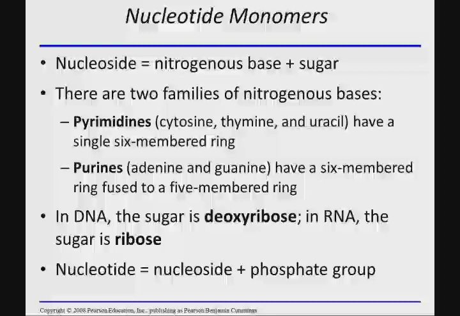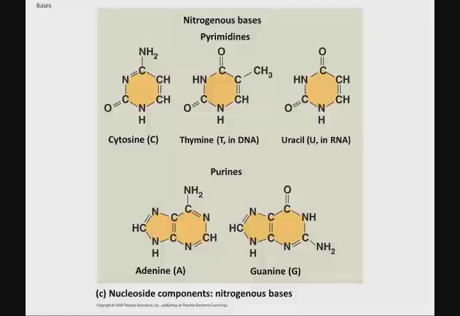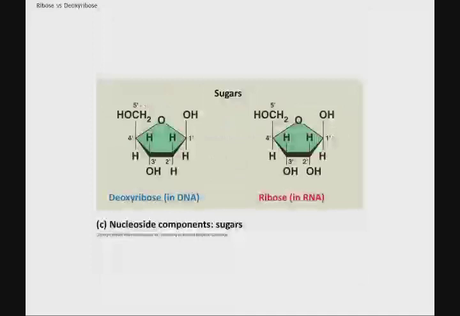So in DNA, the sugar is going to be deoxyribose, again, deoxyribonucleic acid, versus ribose in RNA, ribonucleic acid. And when we look at those bases to reinforce that, we can see now the single 6-membered ring of the pyrimidines and the double ring structure of the purines. Again, uracil we only find in RNA, whereas cytosine, adenine, and guanine are found in both RNA and DNA. Thymine then is only found in DNA.